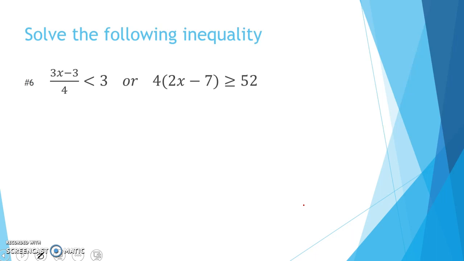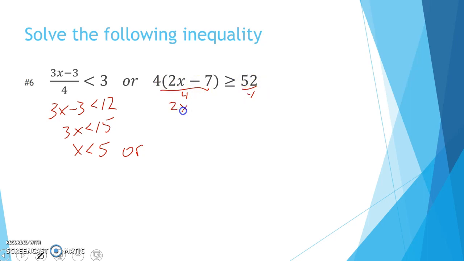I'm going to solve the left-hand side by multiplying both sides by 4. And if I do that, I'll have 3x minus 3 is less than 12. If I add 3, I'll have 3x is less than 15. If I divide by 3, x is less than 5. Now for the other side, let me just divide everything by 4 first. There are other ways to do this, but if I did it that way, I'd have 2x minus 7 is greater than or equal to 13. If I add 7 to both sides, I'll have 2x is greater than or equal to 20. And if I divide by 2, I would have x is greater than or equal to 10.